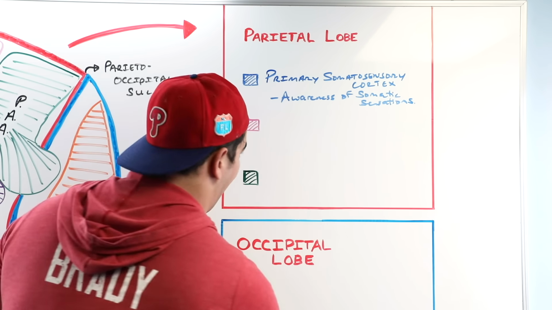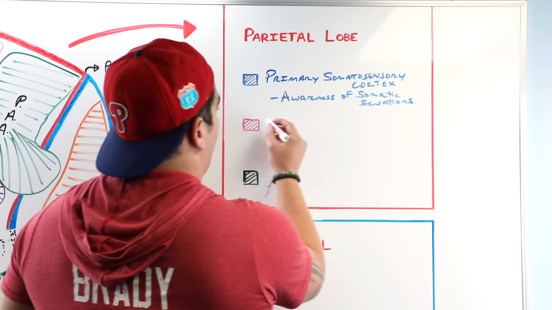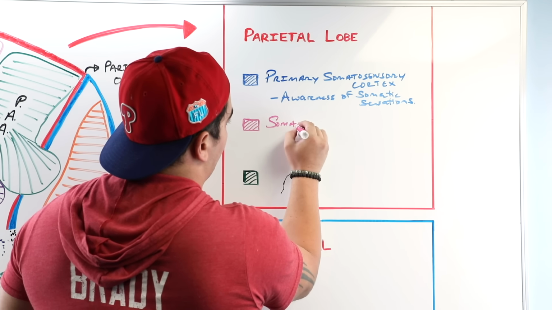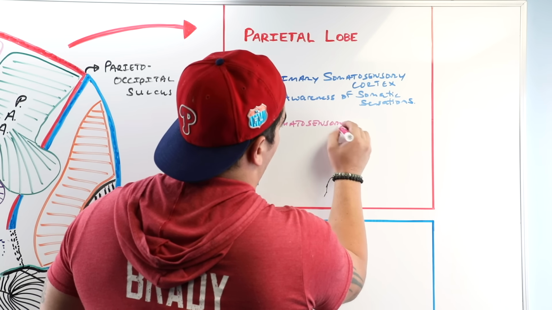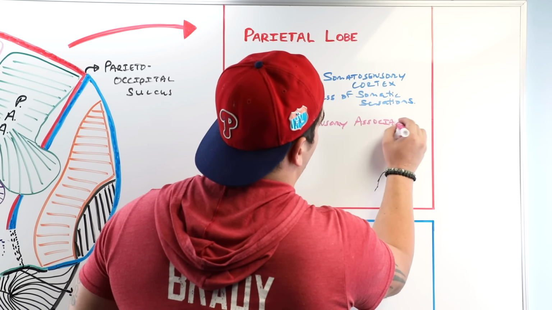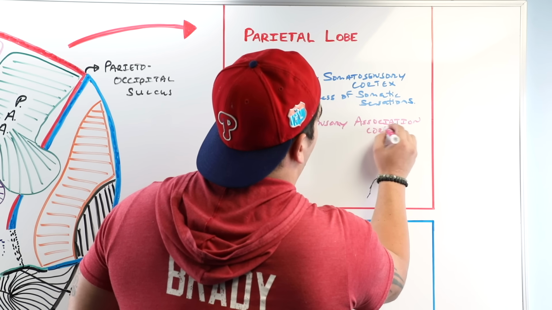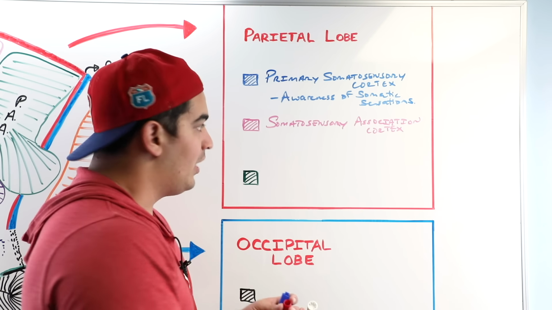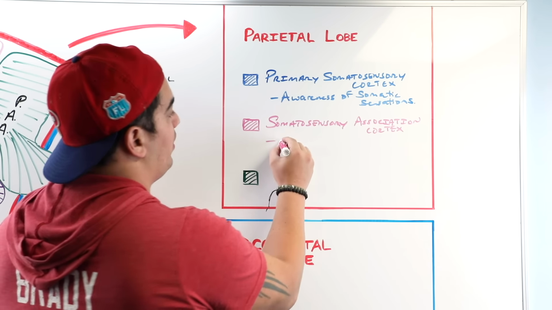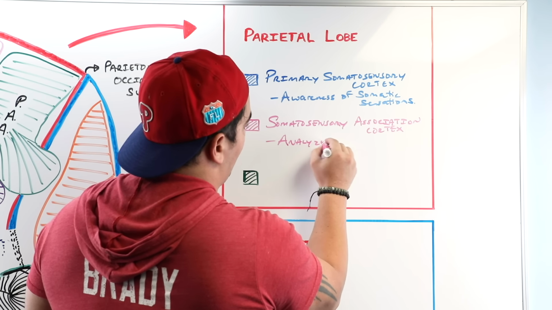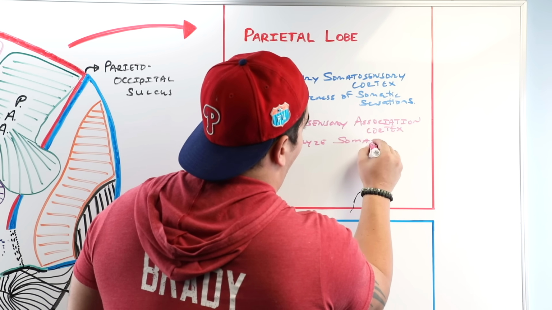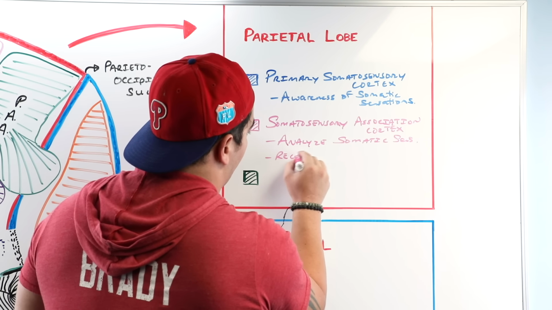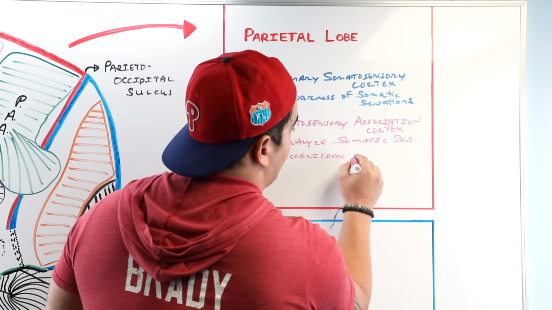Now, just posterior to that is an even cooler function. Just posterior to the primary somatosensory cortex was the somatosensory association cortex. And I think you guys should, at this point, start to see a trend here. Anywhere there's a primary cortex, it's just kind of a highway system that funnels into its association cortex. And this somatosensory association cortex will then do what? Well, it'll analyze the somatic sensations. And not only that, it'll also help with the recognition of those somatic sensations.